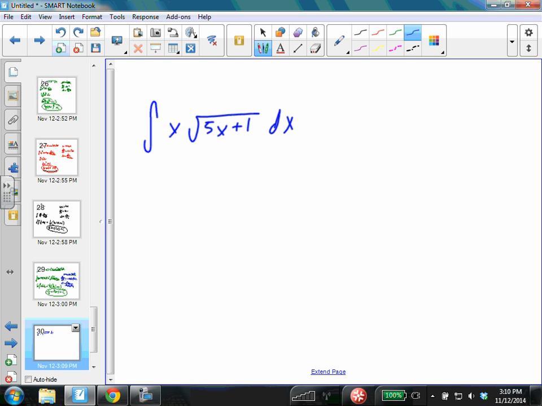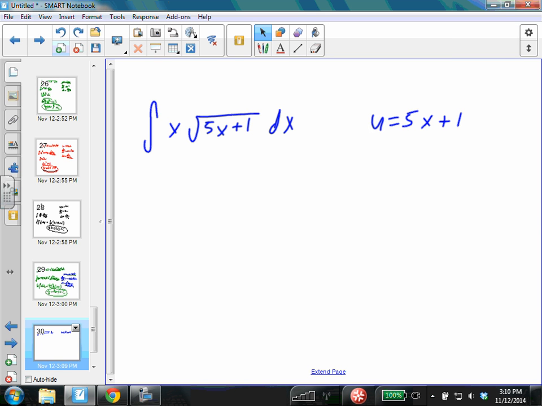X times the square root of 5x plus 1. What would you want to choose as u right here? Okay, that is perfectly legitimate to want to choose 5x plus 1. And you do want to choose 5x plus 1. That actually is the proper u for you to choose. The only problem is that this isn't going to work out as nicely as other u substitution problems.